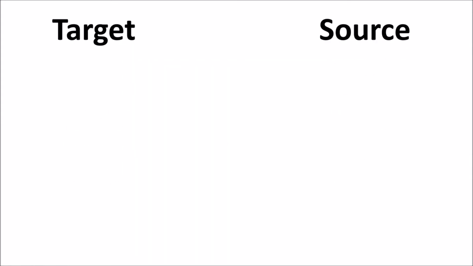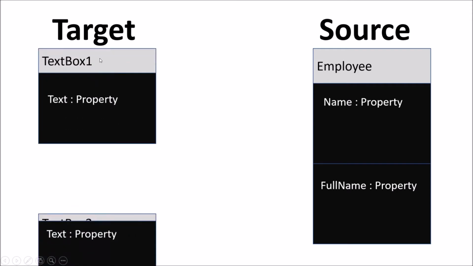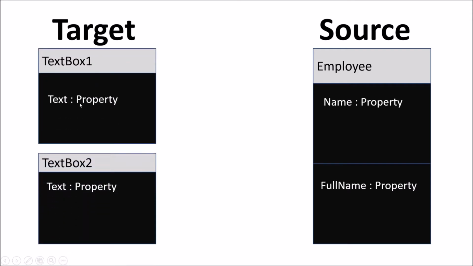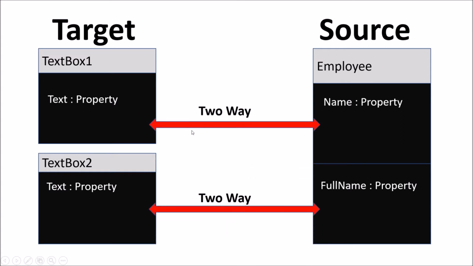Let's say I have a source and I have a target. This is what I need if I want to do binding. In the source I have two properties, Name and FullName, of the Employee class. In the target I have two text boxes, TextBox1 and TextBox2, with the Text property. And this is how they have been bound to each other: Name with the Text of the first text box, and FullName with the Text of the second text box.